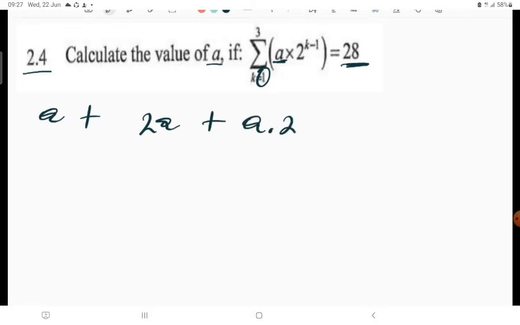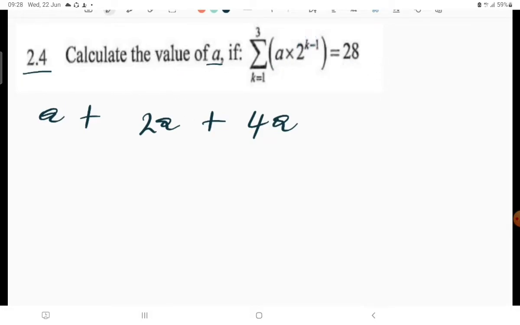We have 2, then in the place of k we are going to put 3, because we put 1 here, we put 2 here, then here we are going to put 3. So in the place of k, if we put 3, we'll be having 2 to the power of 3 minus 1, which is just 2. So you will end up having 4a, because 2 squared is just 4. So we have this kind of situation.